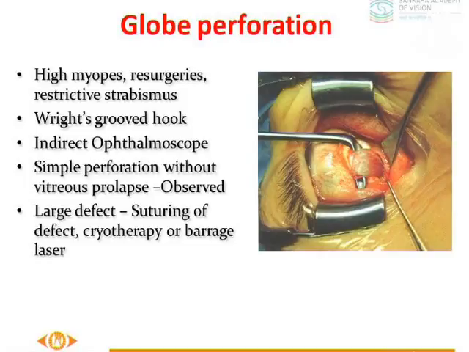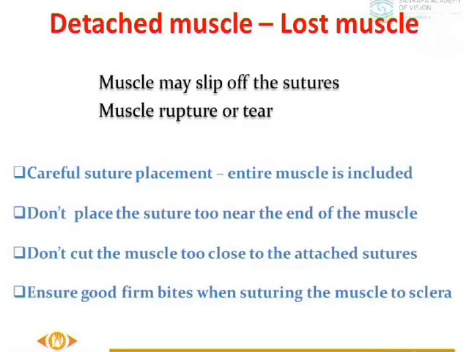In case you suspect any perforation, you immediately call for help from the retina people, and you can ask them to do a complete indirect ophthalmoscopy. A simple perforation without any vitreous prolapse can sometimes be absorbed without any intervention. A large defect sometimes needs suturing of the defect over the sclera, and sometimes they might have to go for cryotherapy or a barrage laser over the perforated area.